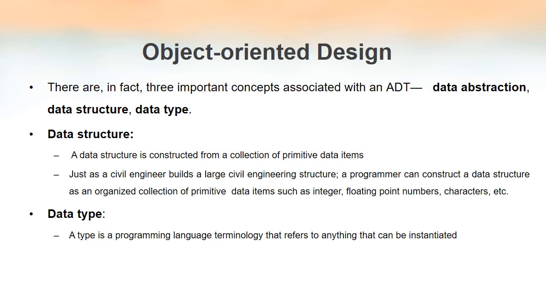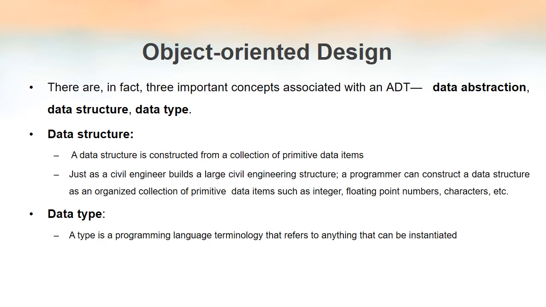Okay, so if we have to call something an abstract data type, all these three concepts must be included in that. If we are introducing a new concept which provides data abstraction, which provides the capability of a data structure, and which can also be used as a data type, we can call that concept an abstract data type. Is that clear?